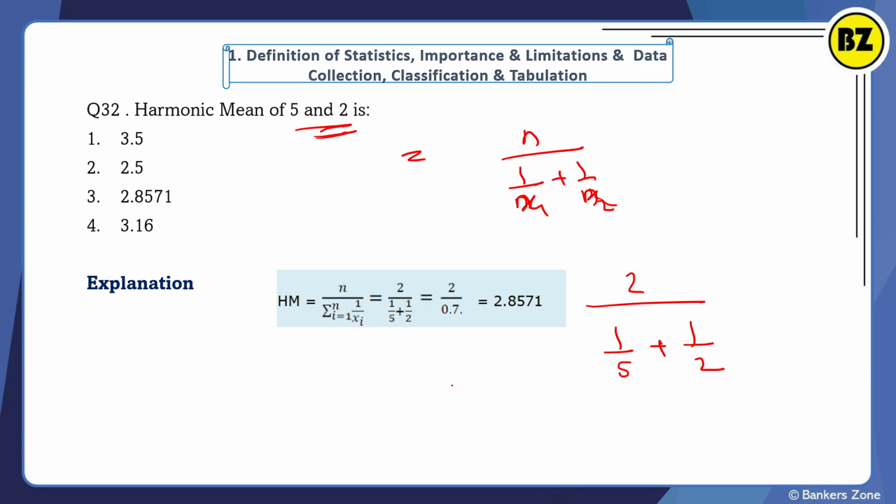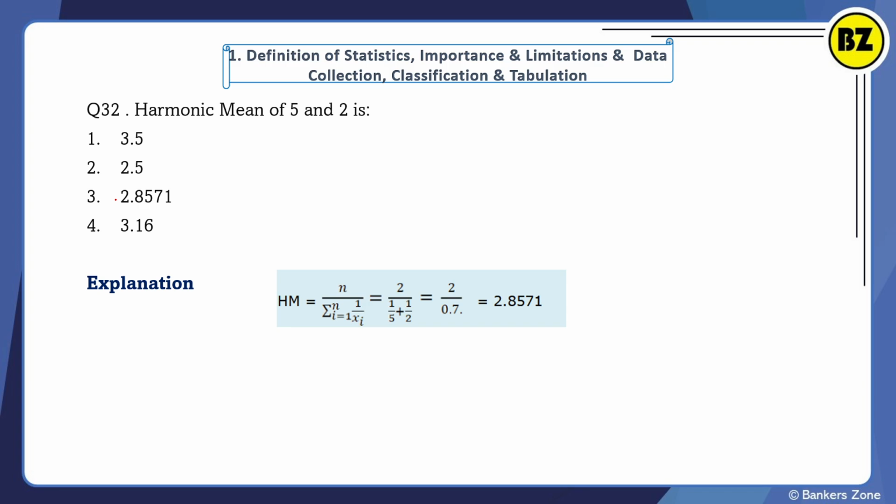Simply put the value. 2 upon, here it will be 7 upon 10. It will be 20 upon 7, so it will be 2.85. So the correct option will be the third. Very easy. Remember the formula only for the harmonic mean.